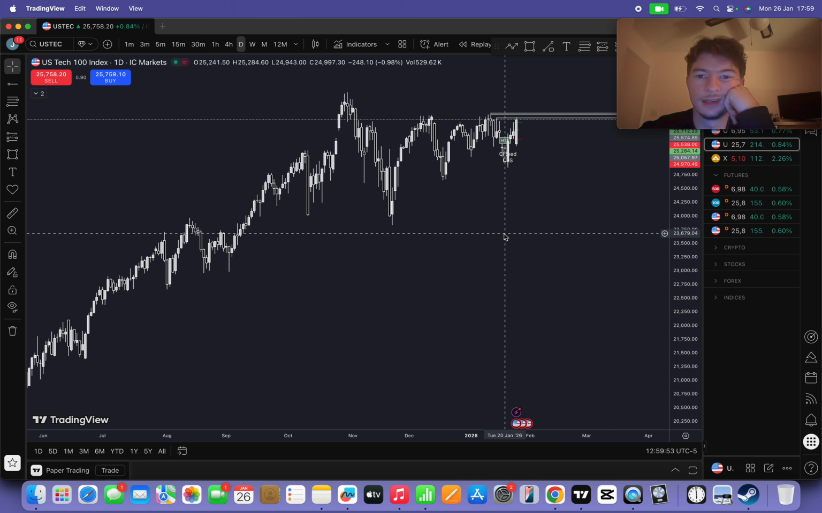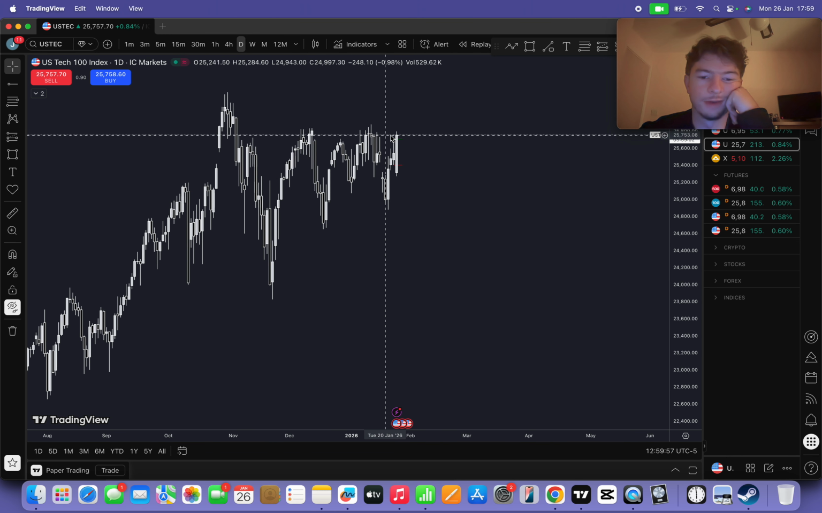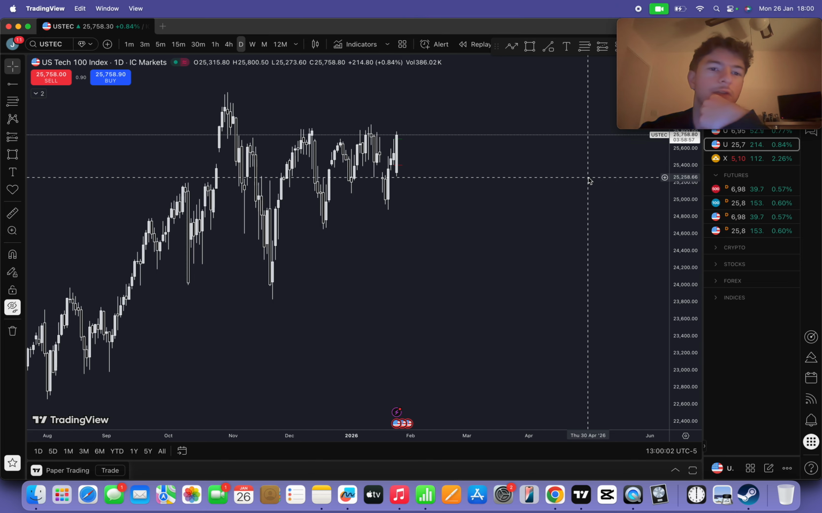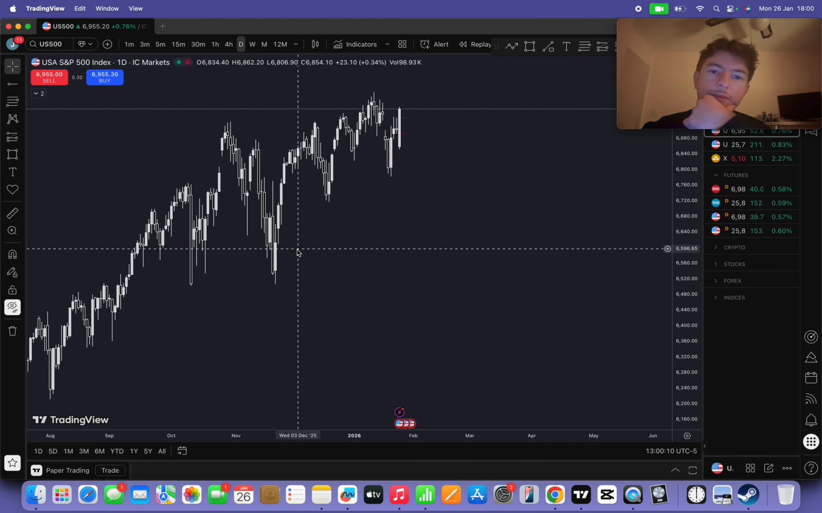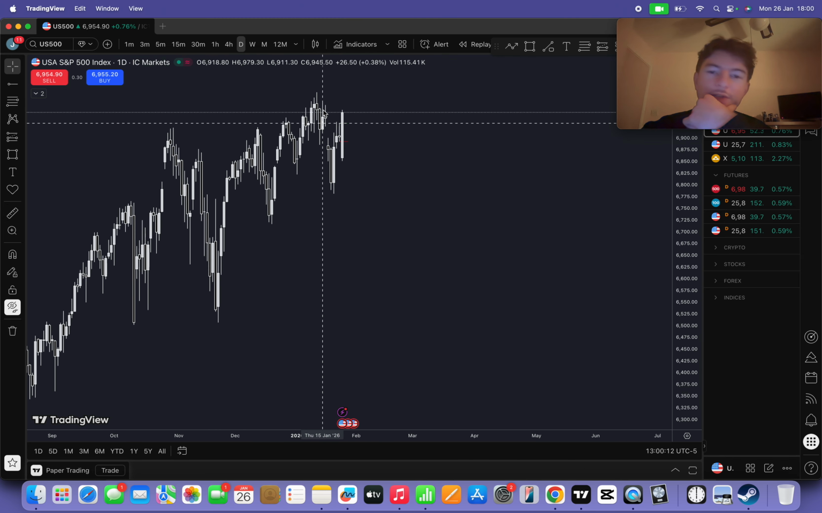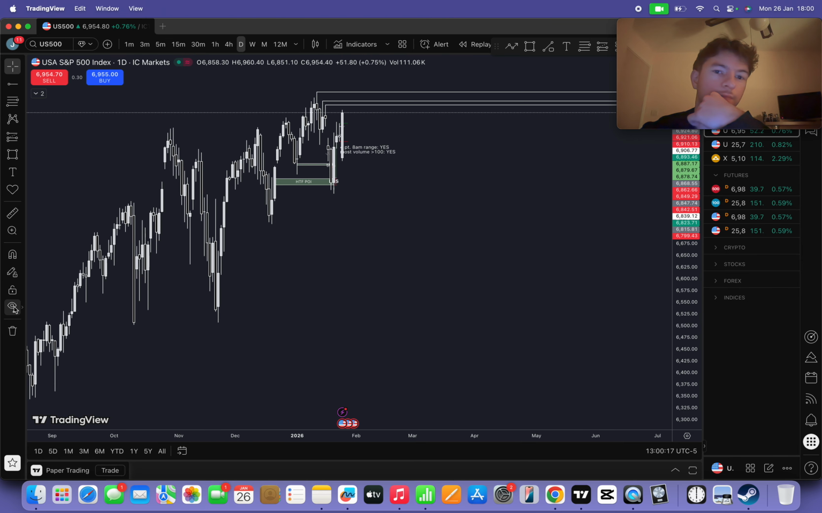If we look at the daily chart, take the drawings off, kind of been ranging a little bit. So yeah, just makes sense. Those would be natural draws on liquidity. And then same again for the S&P. Just seems like we're going to take these highs. Simple as that, really. Obviously, we've had a very bullish candle so far today.